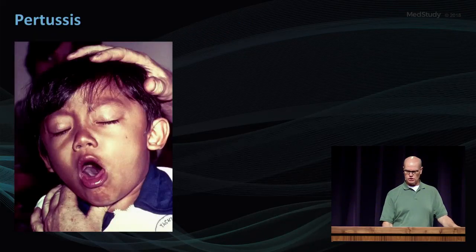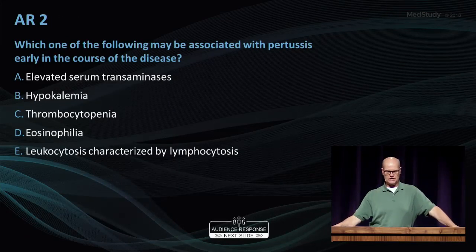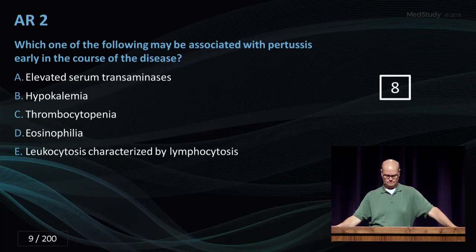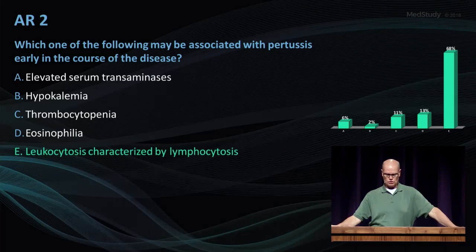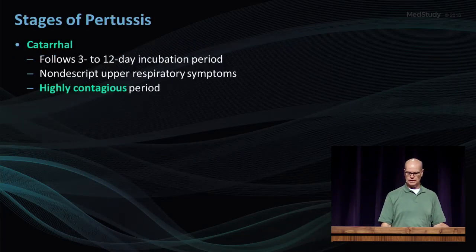So let's look more closely at pertussis. Which one of the following may be associated with pertussis early in the course of the disease? All right, good. So leukocytosis characterized by lymphocytosis. And that can be a very, very significant leukocytosis.